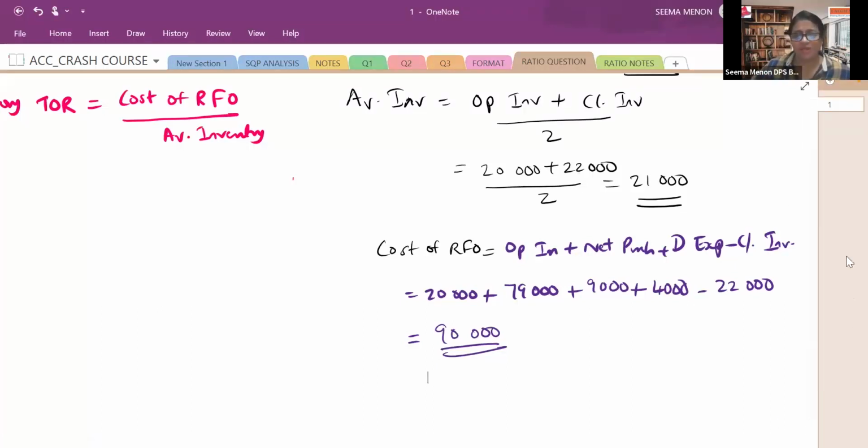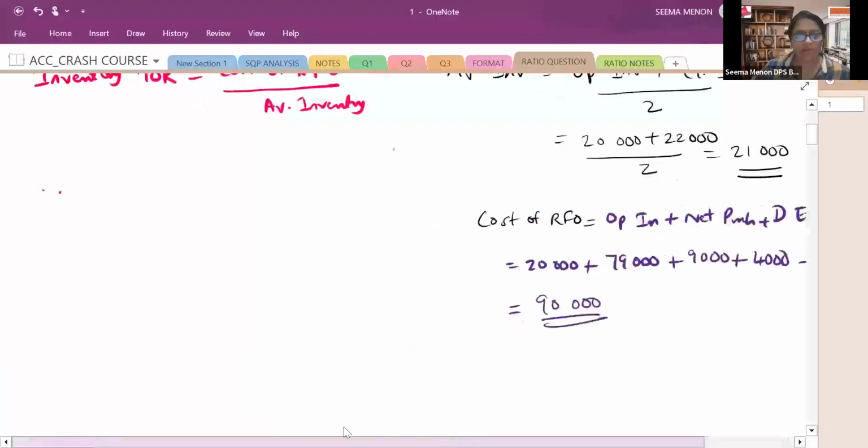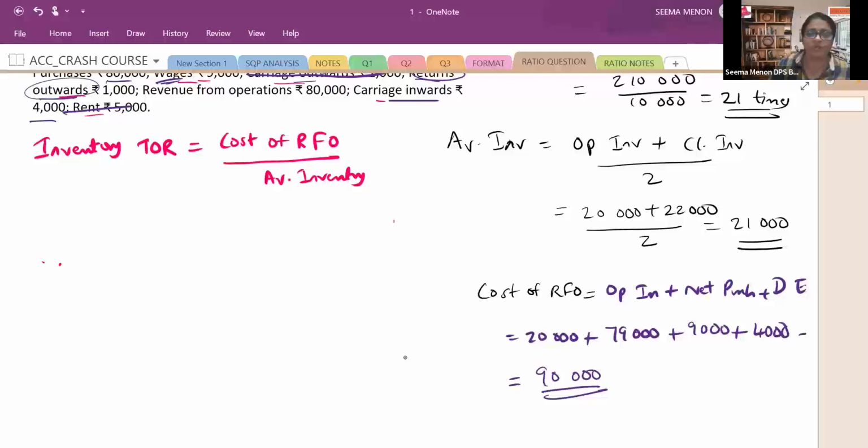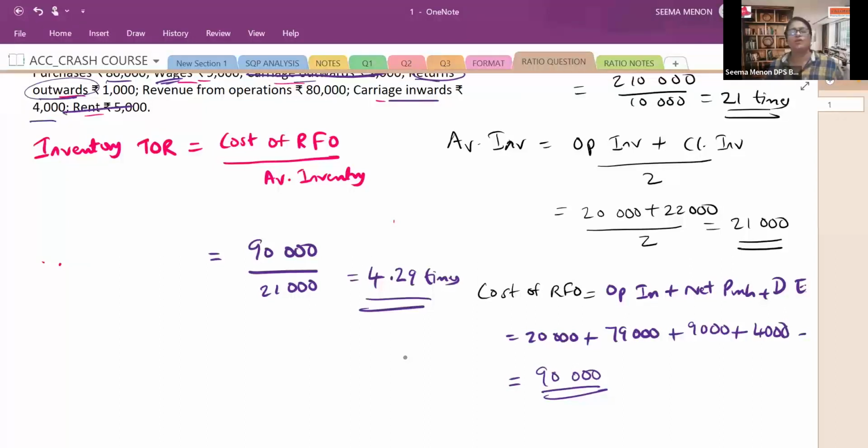Okay, now coming back to this formula. Let's see that cost of revenue from operation, we already found it out. That is 90,000 upon what is average inventory? 21,000. Now you have to solve this. You can divide it. 90,000 divided by 21. Okay. 4.29 times. This is turnover ratio. All the turnover ratios should be always mentioned in times. All the turnover ratios. Okay.